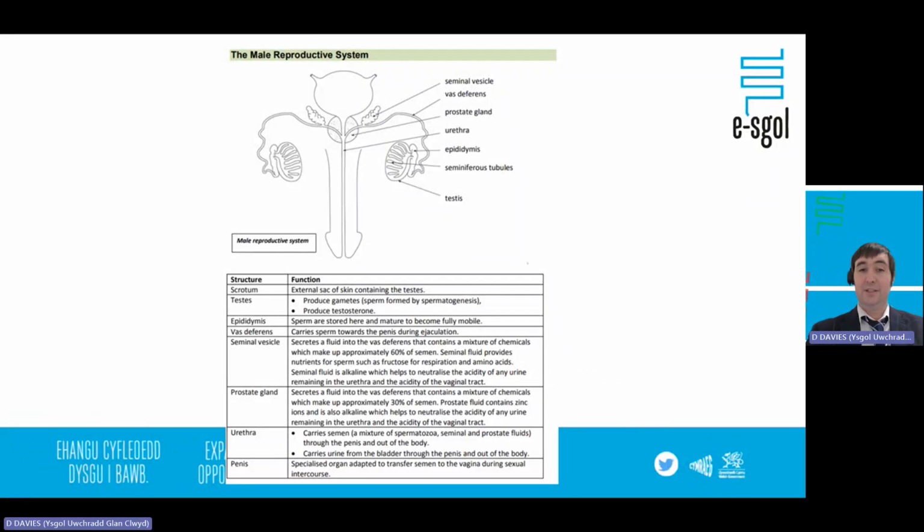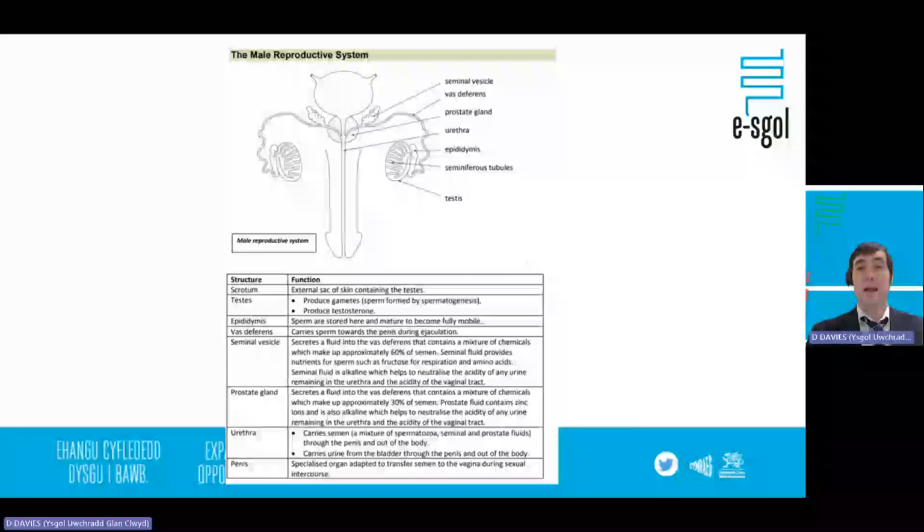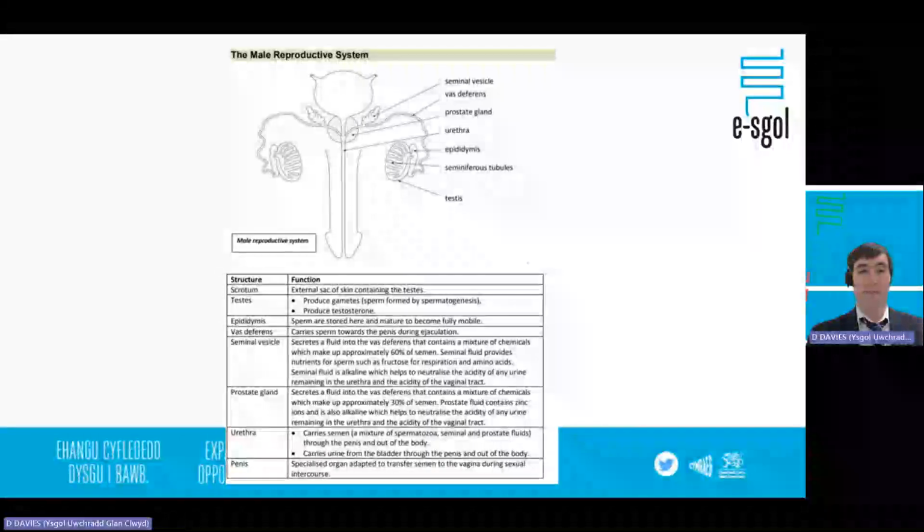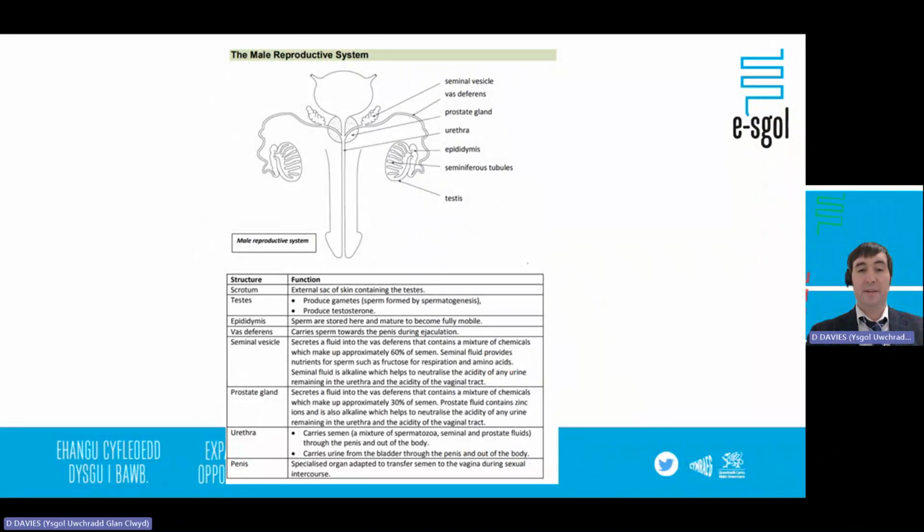The testes produce gametes, so they produce sperm cells. They also produce testosterone. We'll talk about the hormonal cycles later on, but testosterone is a hormone that produces the male secondary sexual characteristics, to do with hair growth and things like that. The epididymis, those little structures there, is where sperm cells mature. So maturation of sperm cells occurs here.